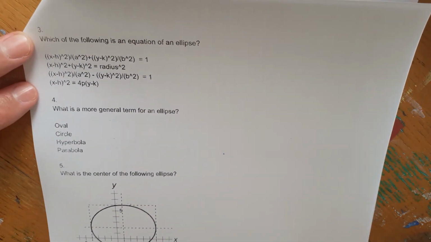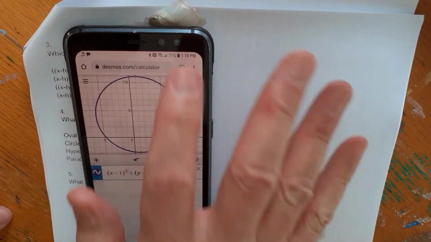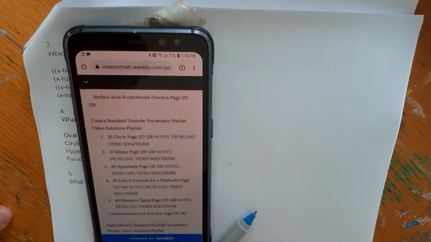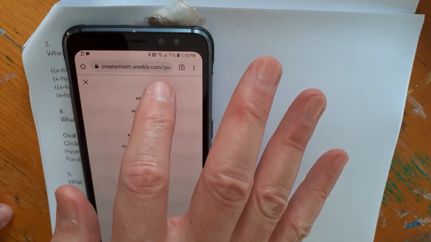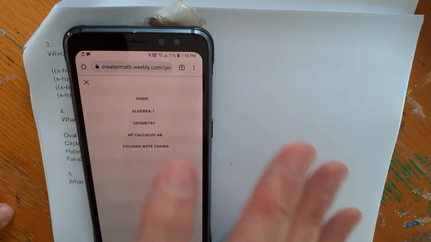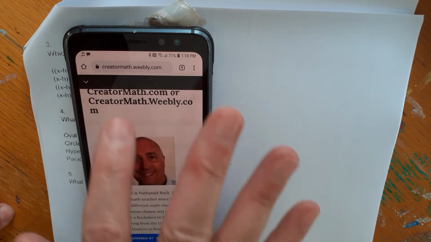All right, which is the equation of an ellipse? To help us here, let's go back and review a little bit. Let's make sure we know how to get to creatormath.weebly.com. That's where all your notes are. Here's what the home page looks like. All your comp book stuff is on the home page.